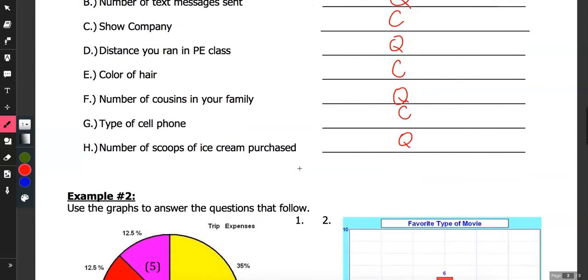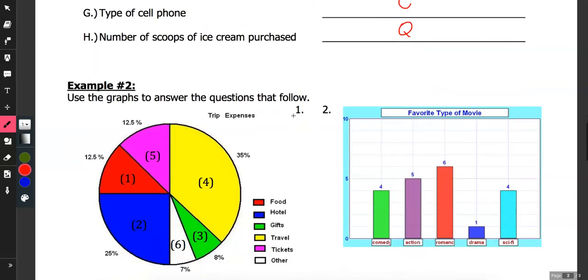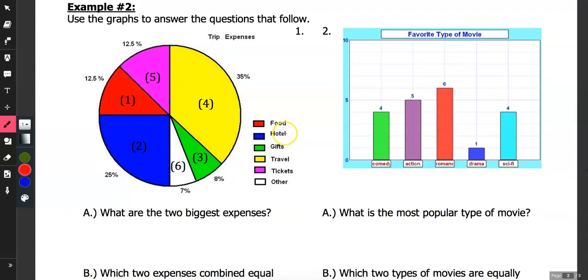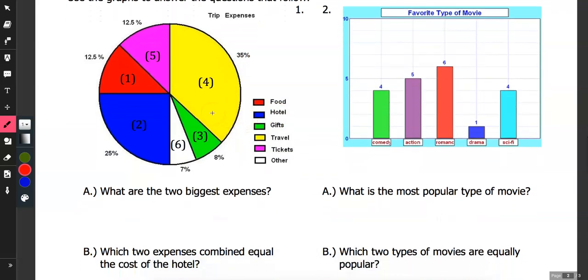All right, next example. So now we're going to take a look at some graphical displays. So example 2, use the graphs to answer the question. So this first one clearly here is a pie chart. And let's take a look at what we have. So I might label it. I mean, hopefully you recognize it's a pie chart.